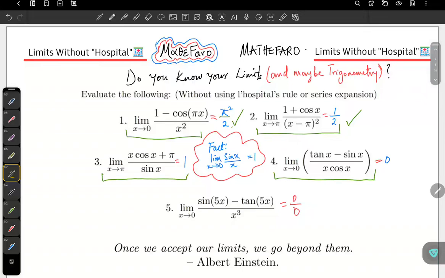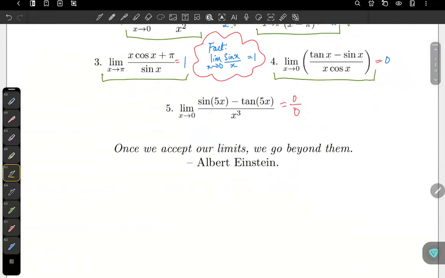This is the fifth video in the series where we explore ways to compute the limits of some functions without the use of L'Hopital's rule or even the series expansion. So far, we've solved the first four problems on this problem set, and we are now going to see how to attack this last problem on the problem sheet. Let's get it started.